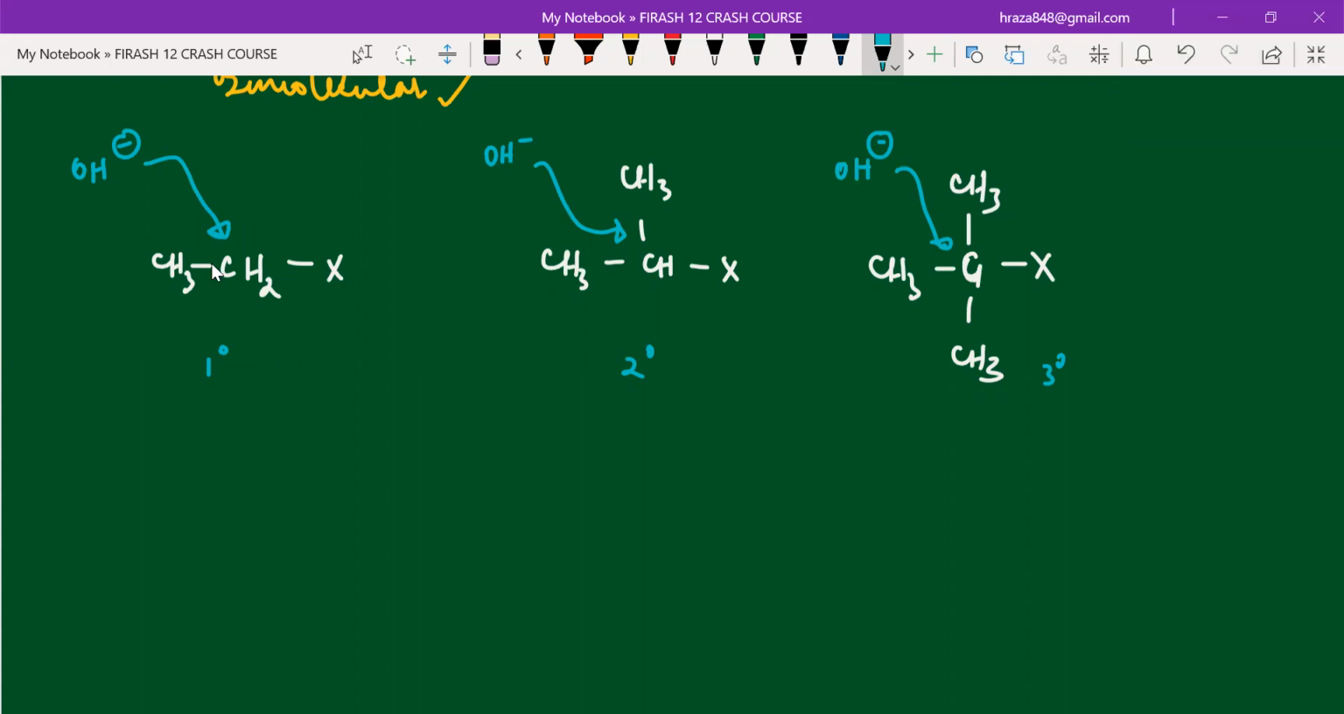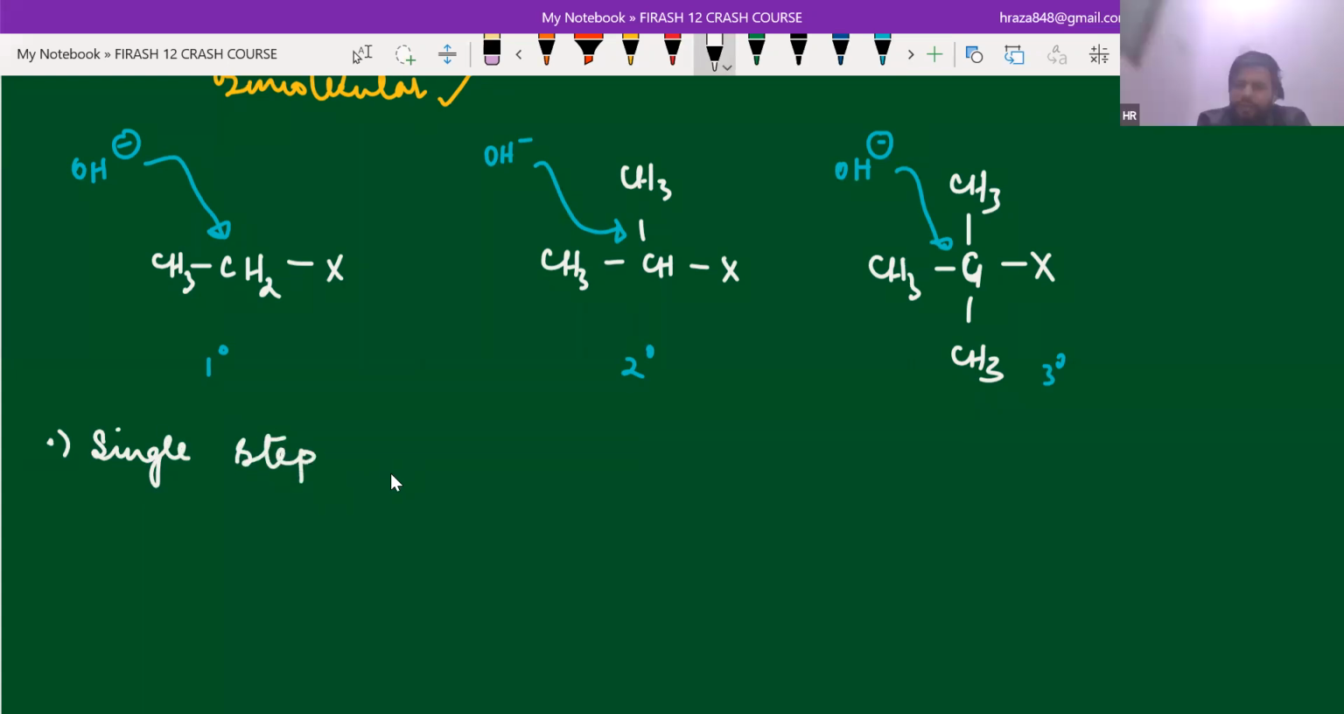Primary. Why is it so? Because concentration is less. Concentration, what does this mean? We always use concentration for molarity generally. For 1 degree, 2 degree, 3 degree, the term you used is wrong. We will use steric hindrance or crowd.